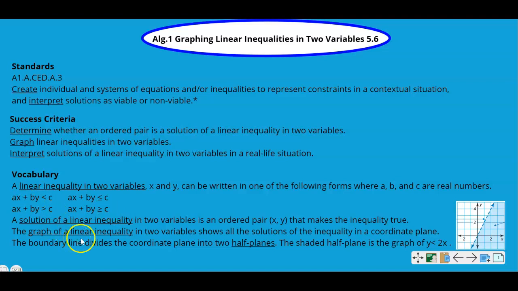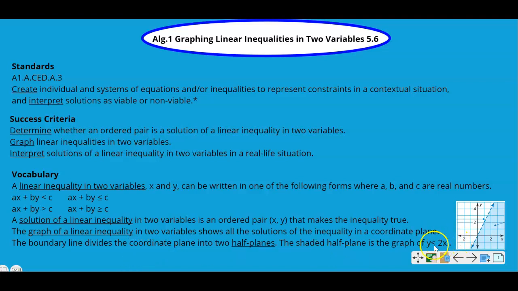A solution of a linear inequality in two variables is an ordered pair that makes the inequality true. The graph of a linear inequality in two variables shows all the solutions of the inequality in a coordinate plane. The boundary line divides the coordinate plane into two half planes. The shaded half plane is the graph.